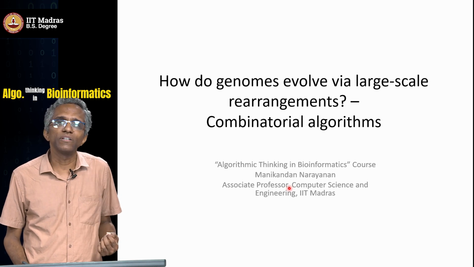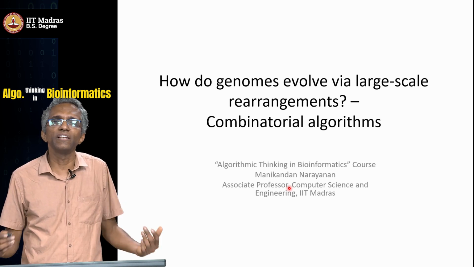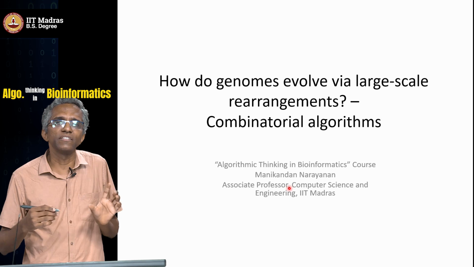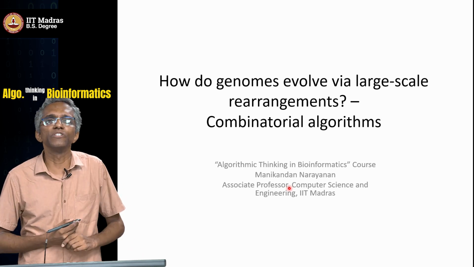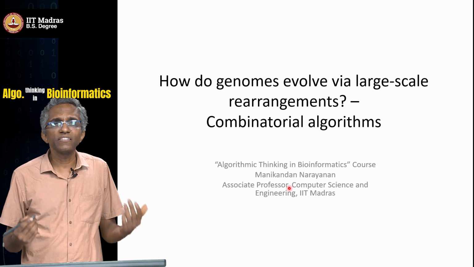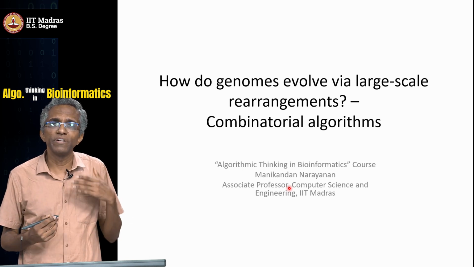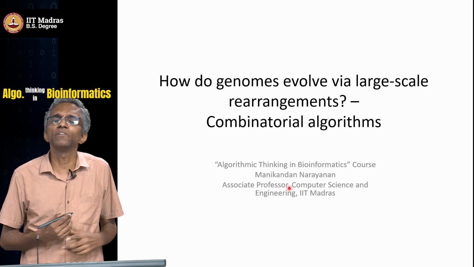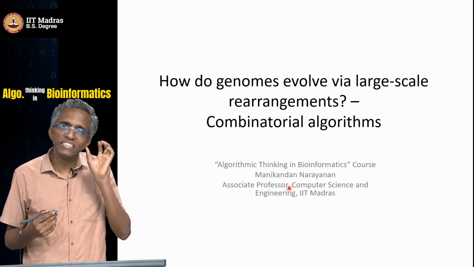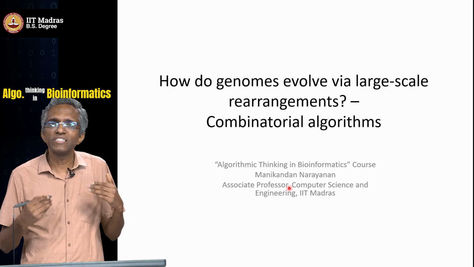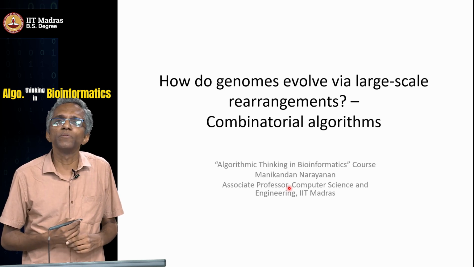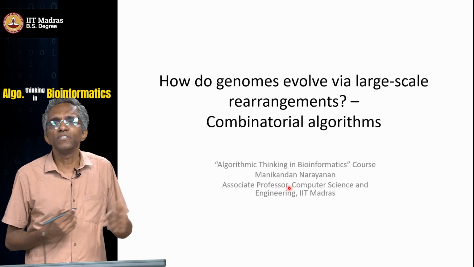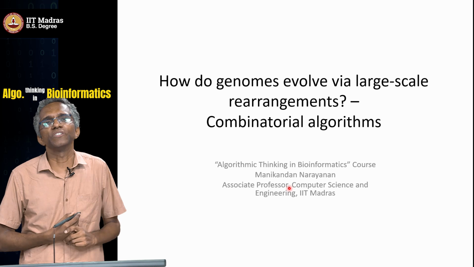Today we are going to look at how genomes evolve via large scale evolutionary events such as large scale segmental rearrangements and shifts of segments of chromosomes or genomes. These large scale mutations can give you a very different view than what we have seen in the course so far on gene level mutations, where you look at single genes or single proteins and then understand what are the mutations that transform the gene of one species to the same gene in another species.